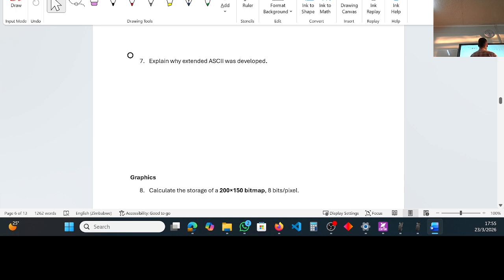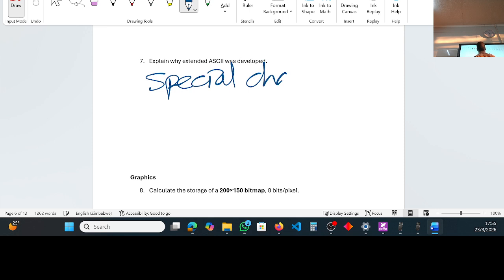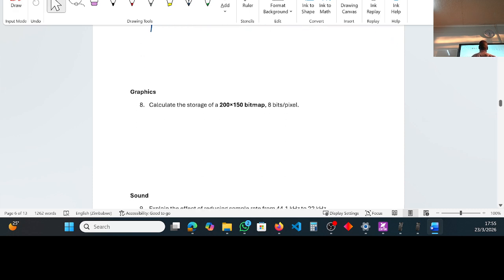Explain why extended ASCII was developed. This was developed to just cater for special characters like exclamation marks, you name them. Those were the main purpose of coming up with extended ASCII.